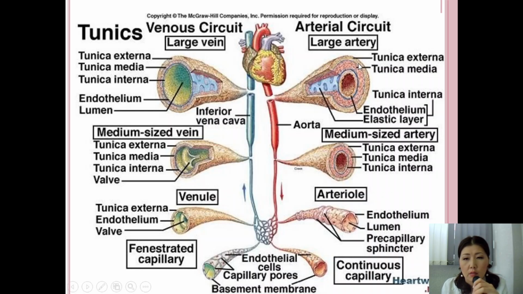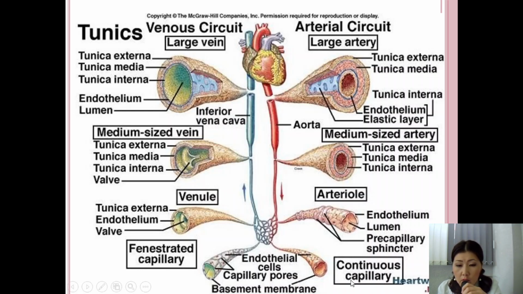It has tunica externa, tunica media, tunica interna or intima, endothelium, and elastic layer. And medium-sized artery, for example, arteriole, it has a tunica externa, tunica media, tunica interna. We will discuss more detail about this in next slides.